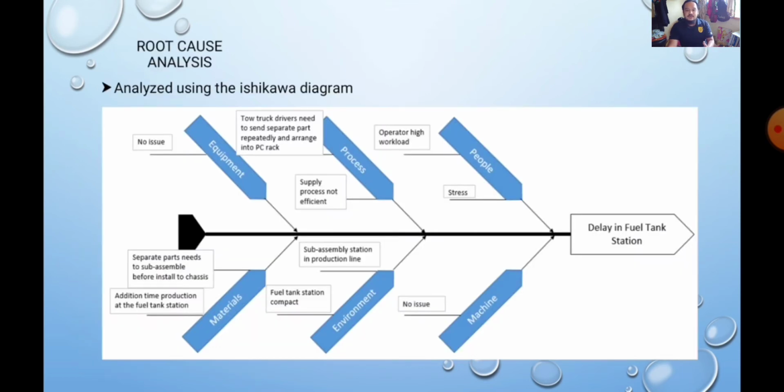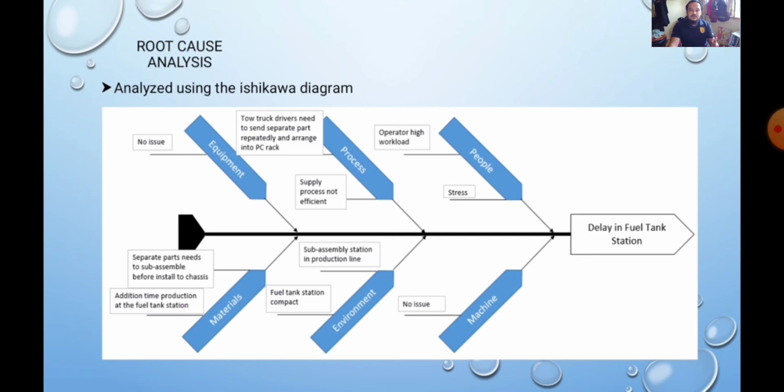So after we observe, all the data will be analyzed using an Ishikawa diagram. As we can see in the figure, the Ishikawa diagram shows the causes of delay of production in the fuel tank station, and the major cause of this problem is lack of planning on the process. Okay, basically the cause of this project is not a lack of equipment or machines. All the parts in this project are already available, having been completely finished by another company.